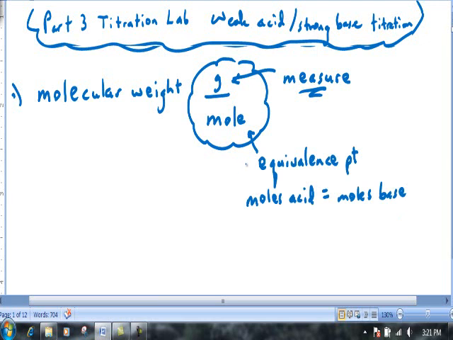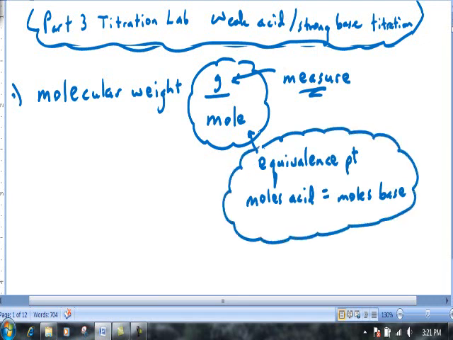The number of moles of the acid comes from the equivalence point in our titration. Because at the equivalence point we can say that the moles of acid are equal to the number of moles of base used to neutralize the acid in reaching the equivalence point.